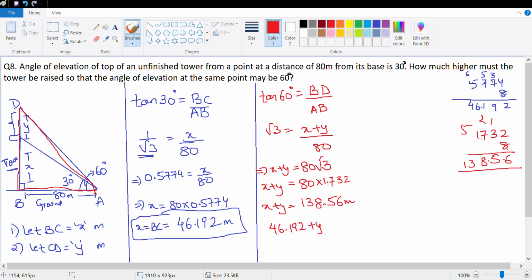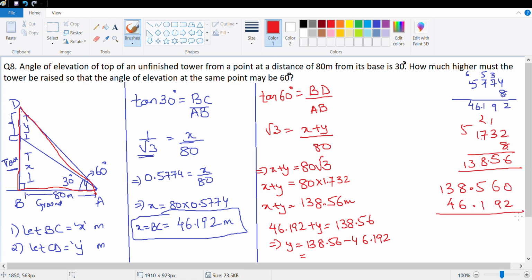Now we know the value of X, so 46.192 plus Y is equal to 138.56, which means Y is equal to 138.56 minus 46.192. Let's subtract and see what value we get. 138.56, this is 46.192. So 10 minus 2 is 8, this is 5, this is 4 now. This is 15. 15 minus 9, that's 6. 4 minus 1 is 3. 8 minus 6, 2. 13 minus 4 is 9. So 92.368.